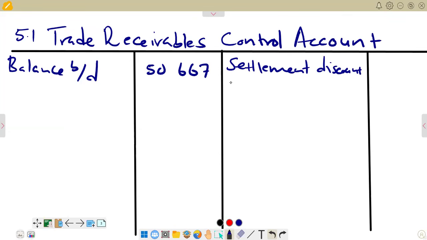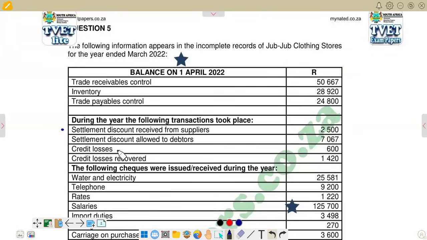Settlement discounts allowed to debtors. Settlement discount granted. I can just say settlement discount granted here. I think that can be properly. And the amount that we're having is 7,067. Then we go back and try to see what we have.